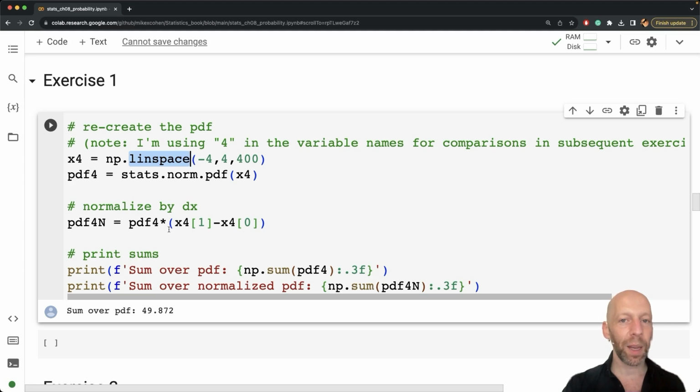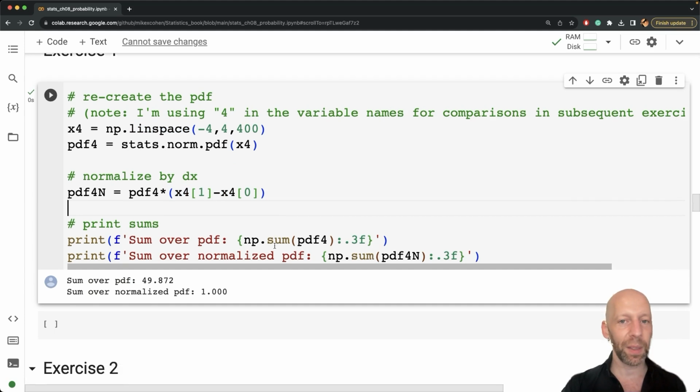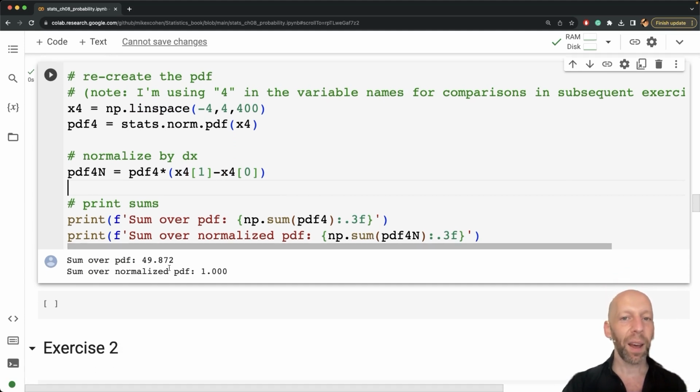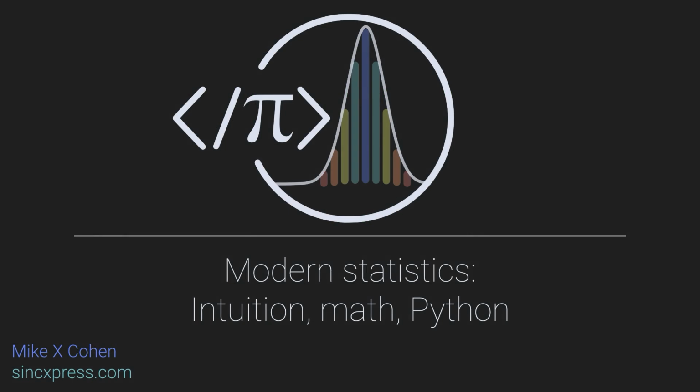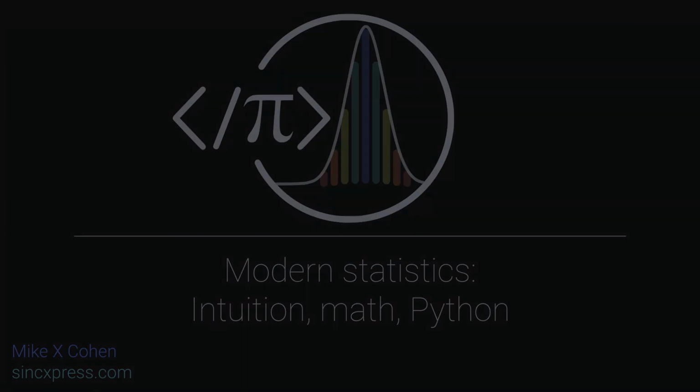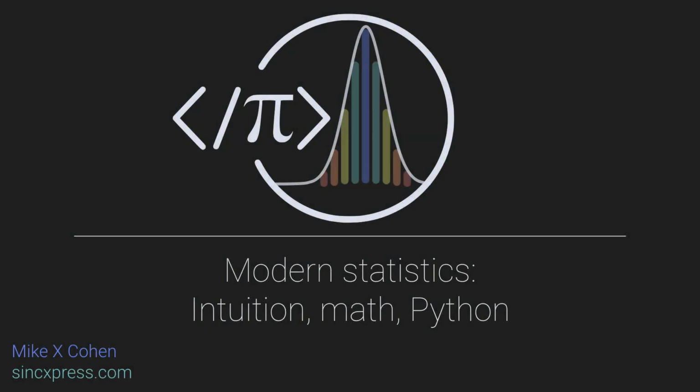So we multiply by dx, and then we can sum again, and we see that we get a value of 1. So in fact, when we normalize appropriately, the output of the stats.norm.pdf function is really a probability function. Here we are with exercise 2.